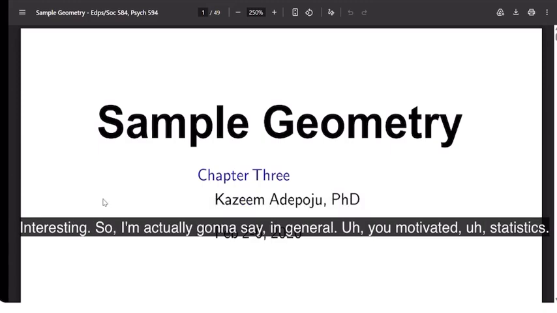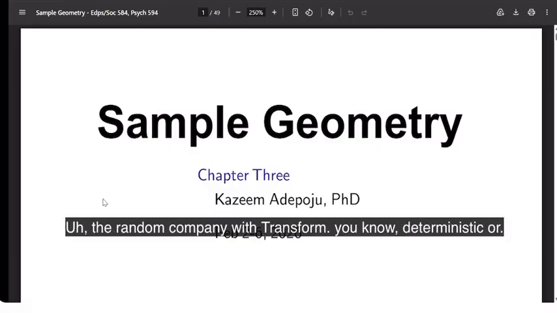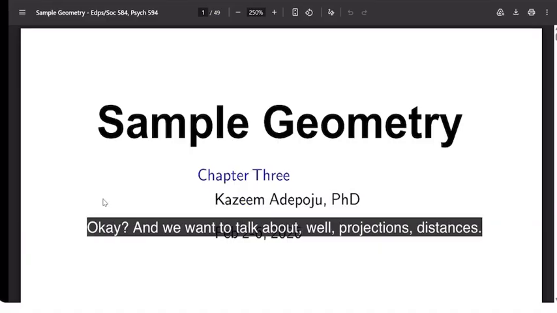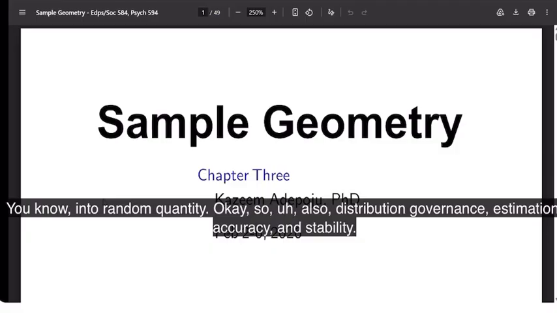In general, in multivariate statistics, random sampling transforms deterministic geometric objects into random quantities. When I say deterministic geometric objects, I'm talking about centers, and by centers I'm talking about the mean. Then we also talk about projections and distances. The distribution governs inference, estimation, accuracy, and stability.